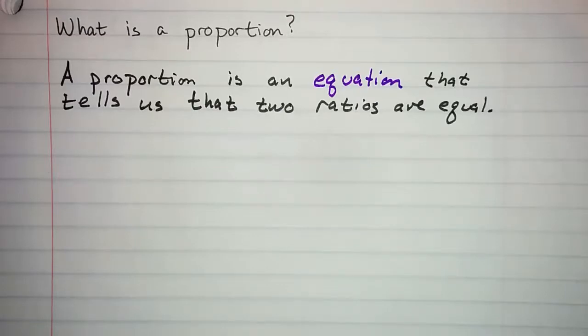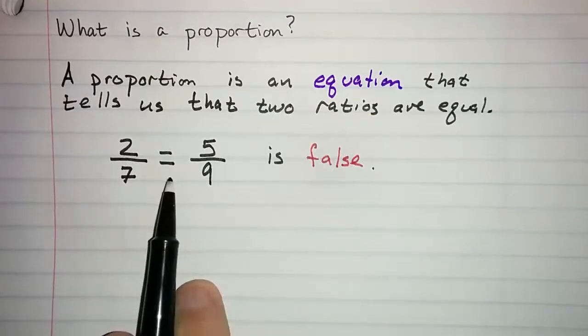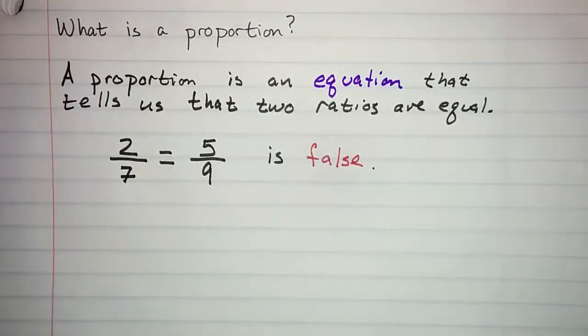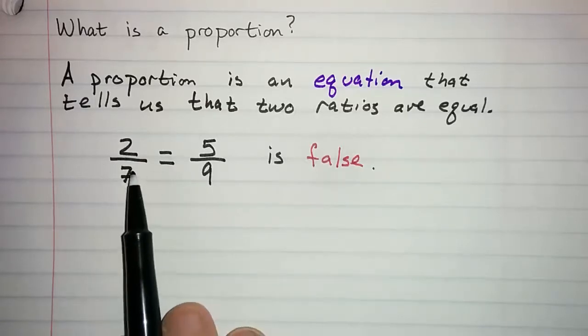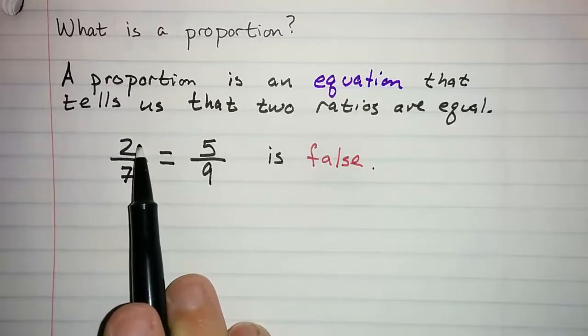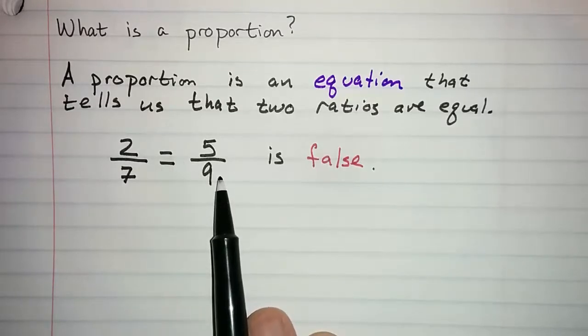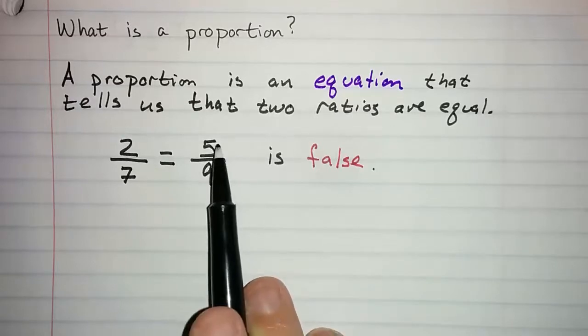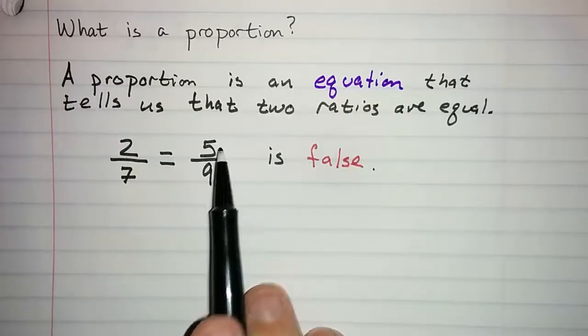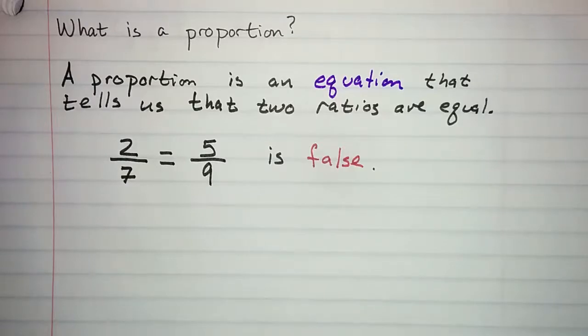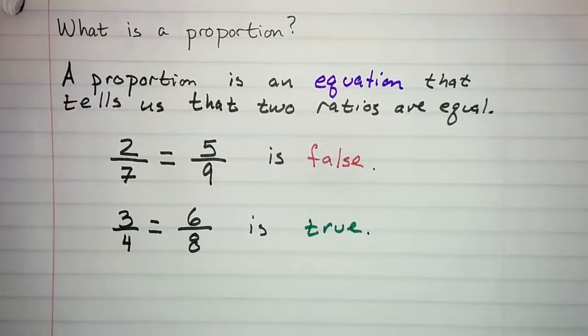It's a statement, and like any statement, it can be either true or false. So for example, the proportion 2/7 equals 5/9 is false, because in fact those ratios are not equal. If I have 7 blue cards for every 2 red cards, then if I have 9 blue cards, I'll have way less than 5 red cards. On the other hand, 3/4 equals 6/8 is true. Why? Because we can multiply this numerator and denominator by 2 to get this numerator and denominator.